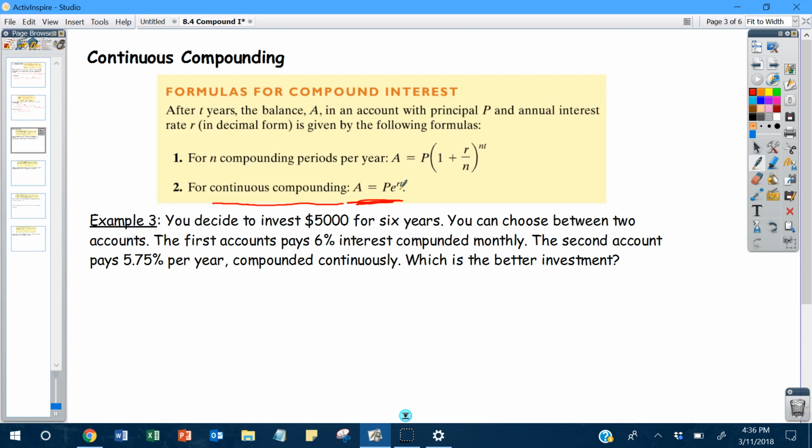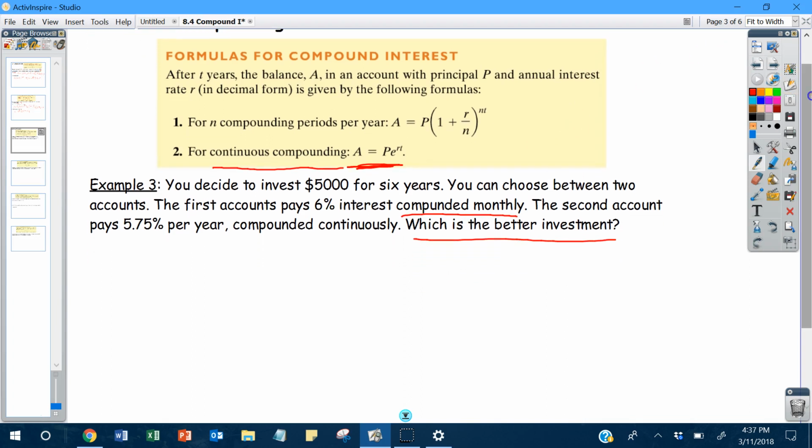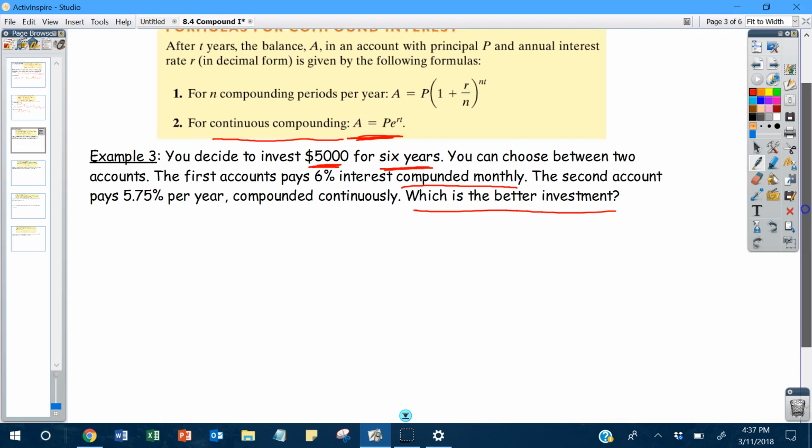So let's look at this example. You decide to invest $5,000 for 6 years, and you're allowed to choose between 2 accounts. The first account pays 6% interest, compounded monthly. That's going to be important. The second account pays 5.75% interest, compounded continuously. And the question is, which is the better investment? You might rephrase this question: what investment is going to make me the most money if I invest $5,000 for 6 years? So we're going to use both these formulas and see which one was the better investment.